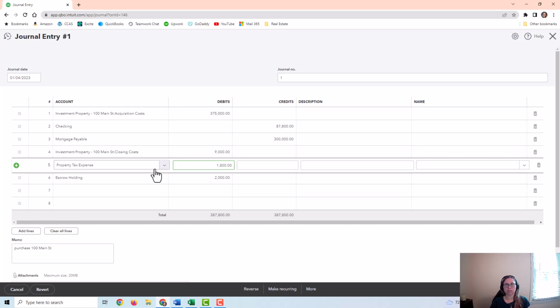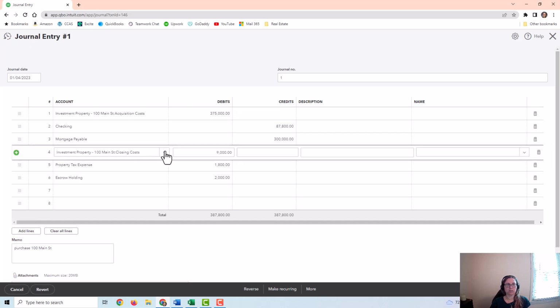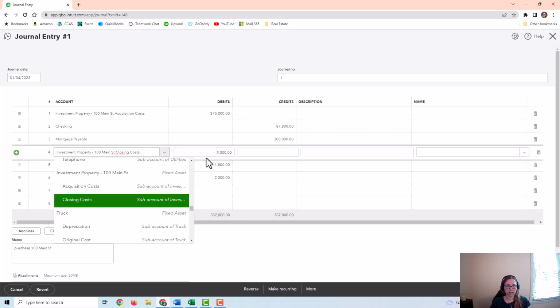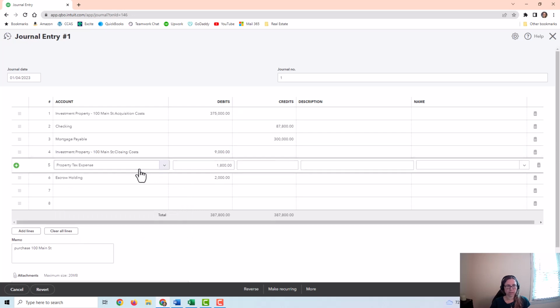If you're not sure whether it's a fixed asset account or an expense account, if you're not sure which costs go in which category, I would suggest asking whoever does your taxes. Or just put this in here and leave really good notes so that at the end of the year they can fix it as needed.